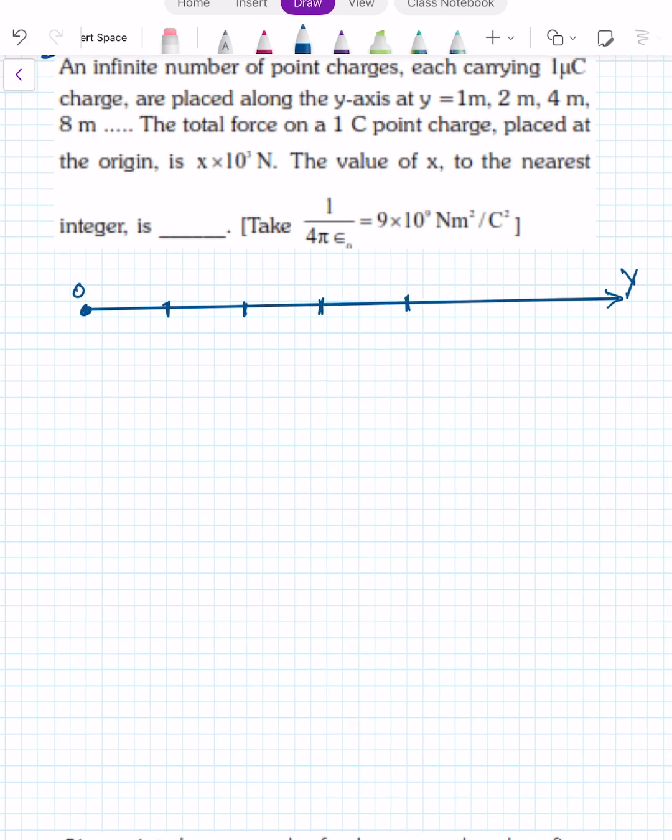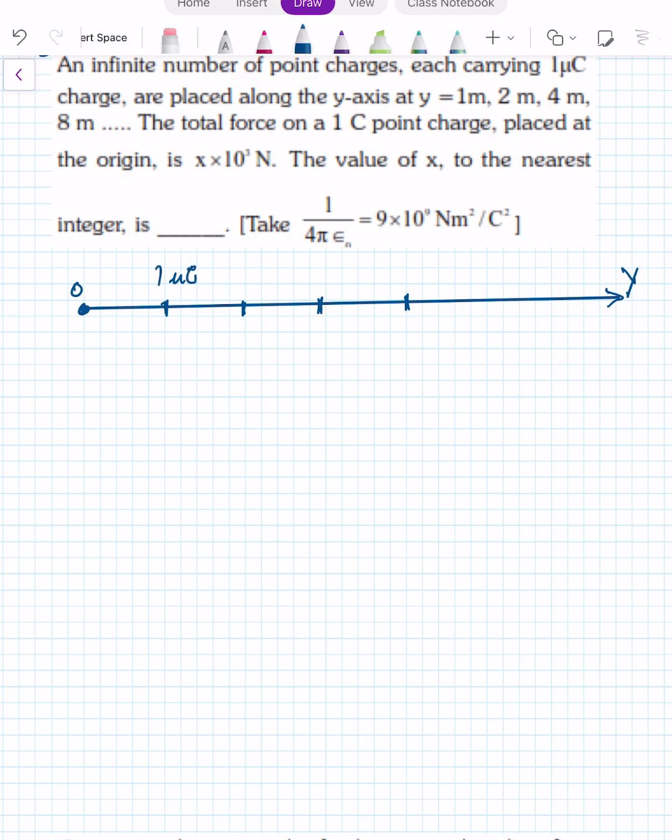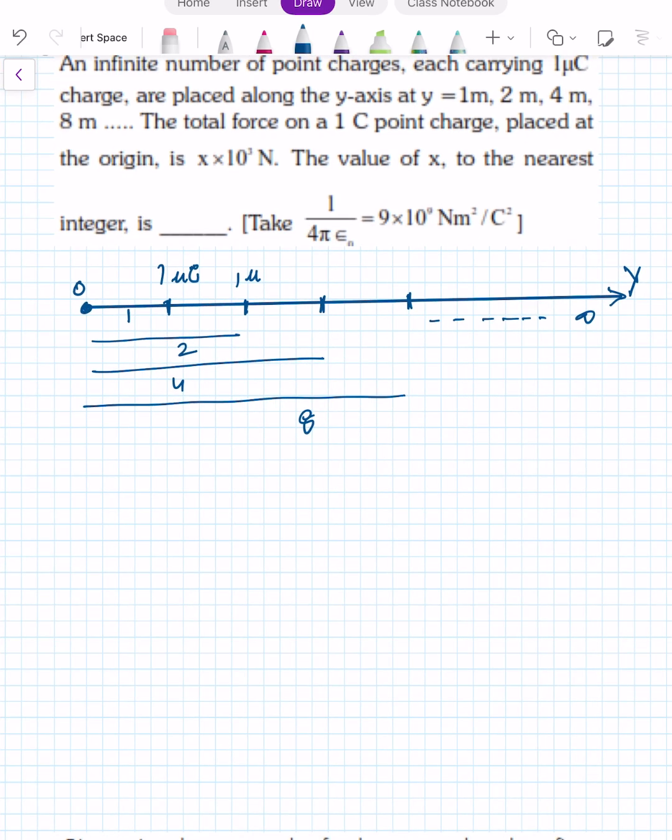A 1 microcoulomb charge is kept at every point. This is 1, this is 2, this is 4, this is 8, and in this way infinite charges. And here at the origin a 1 coulomb charge is placed. We have to find the force on the charge placed at the origin. So the force on the charge at the origin will be due to the first charge, the second charge, the third charge and so on, due to all the infinite charges.